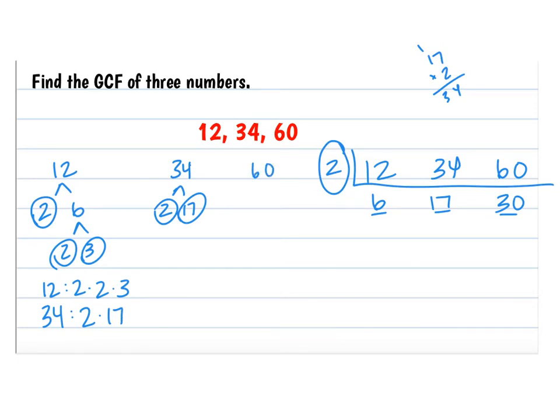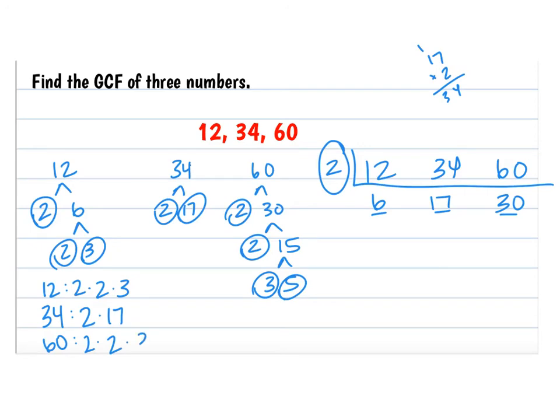And 60, 2 and 30. Going kind of quick here, just doing my factor trees like we learned about the other day. 3 and 5, 3 and 5 both being prime. So for 60, we've got 2 times 2 times 3 times 5. Now we look for what shows up between all three of them.